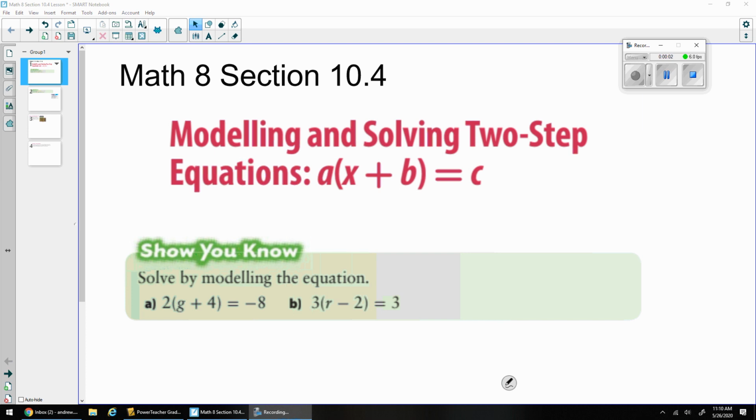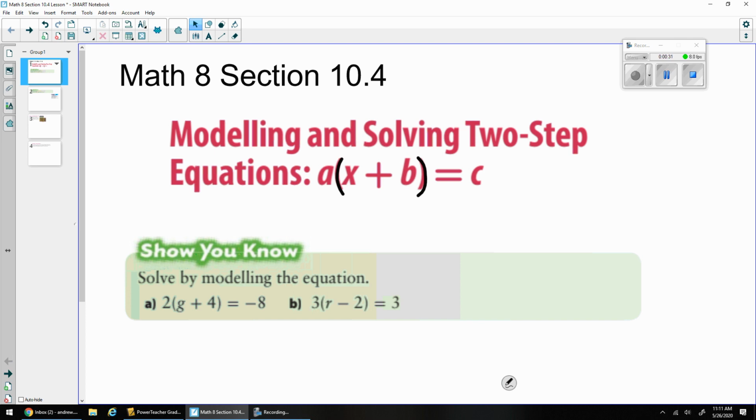Hey, grades. In the last section of this unit, we're starting to use brackets now, so using almost all of BEDMAS, not the exponents part yet. So modeling and solving two-step equations again. There's only two steps still, really, but it's in the form A multiplied by X plus B, which is in brackets. So one number multiplied by this group.